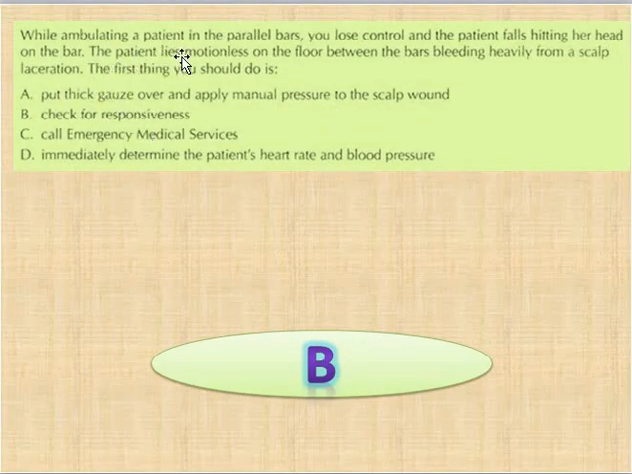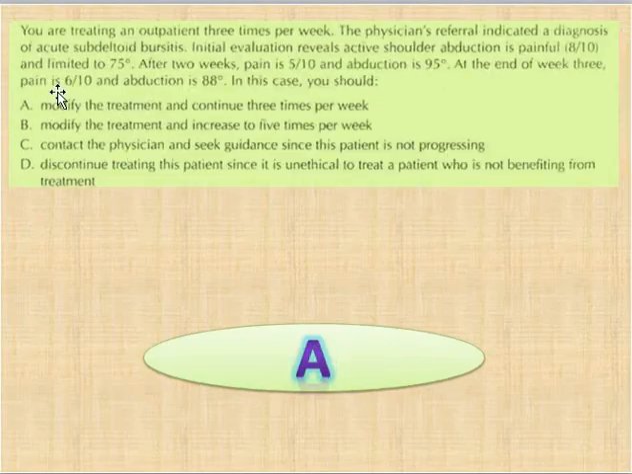While ambulating a patient in the parallel bars, you lose control and the patient falls, hitting her head on the bar. The patient lies motionless on the floor between the bars, bleeding heavily from a scalp laceration. The first thing you should do is: option A, put thin gauze over and apply manual pressure to the scalp bone; B, check for responsiveness; C, call emergency medical services; D, immediately determine the patient's heart rate and blood pressure. The correct option is check for responsiveness.